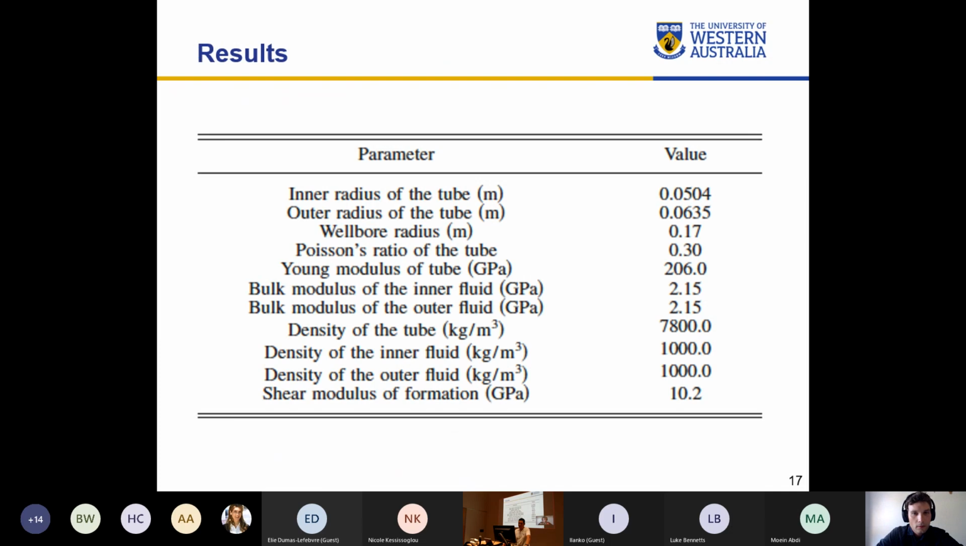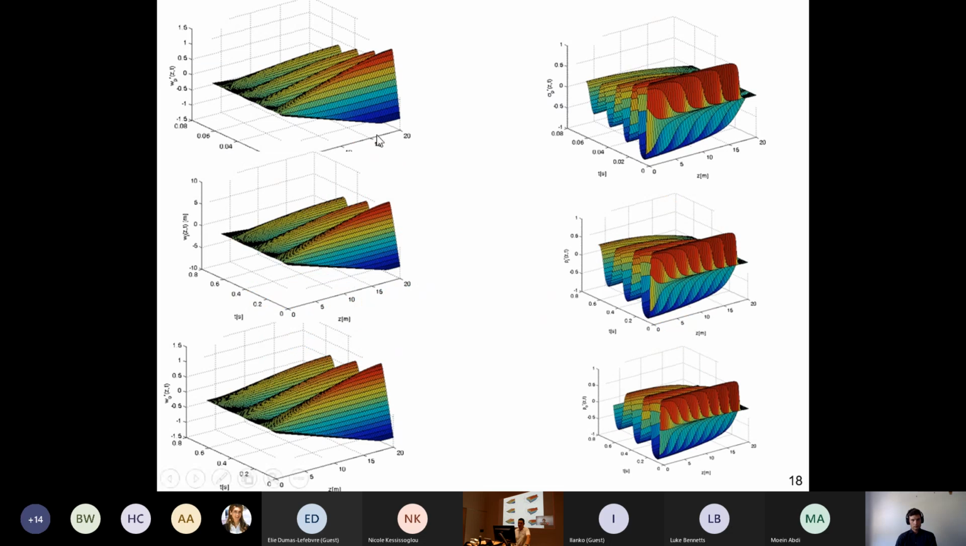All right, so I'm going to jump now to the solution that we got here. These are some of the parameters that we used to solve the problem, just common parameters that represent what you would obtain in a wellbore. And these are some of the results that we got. For example, here you have the displacement of the pipe, displacement in the inner fluid, displacement in the outer fluid, but also the stresses in the tube, in the inner fluid, and in the outer fluid.